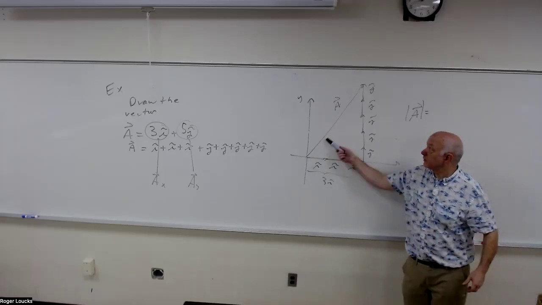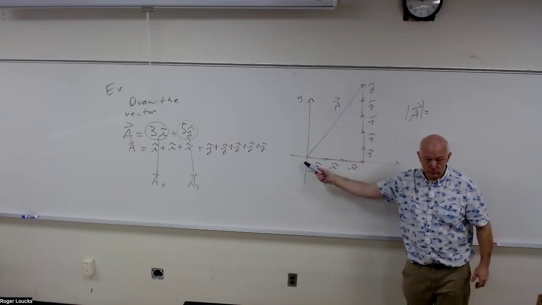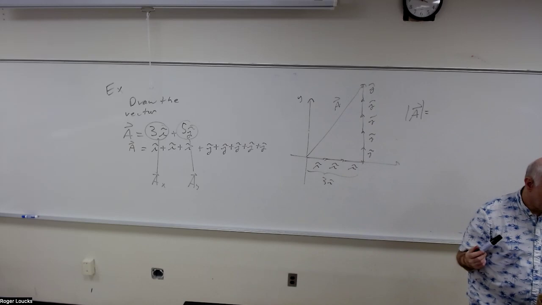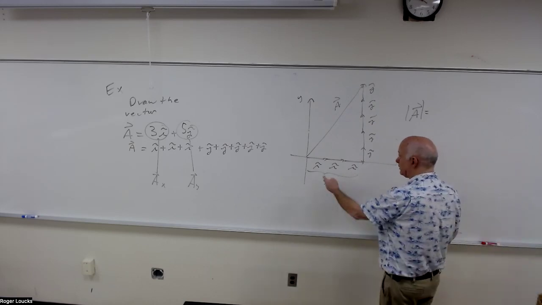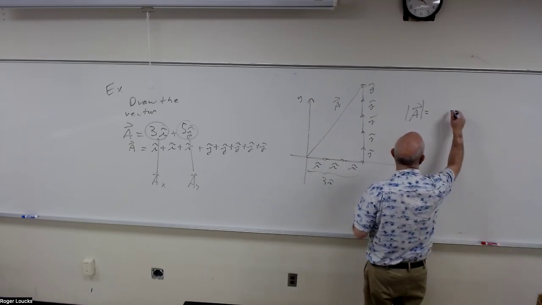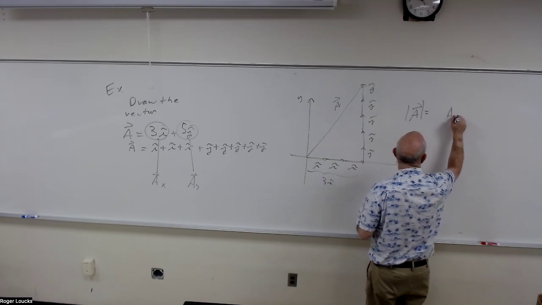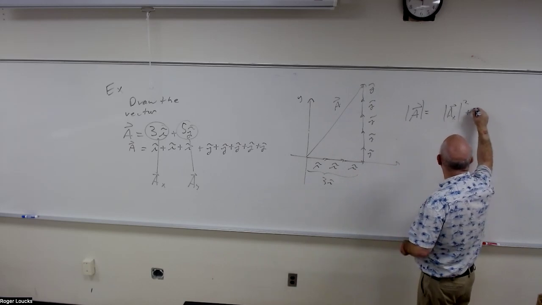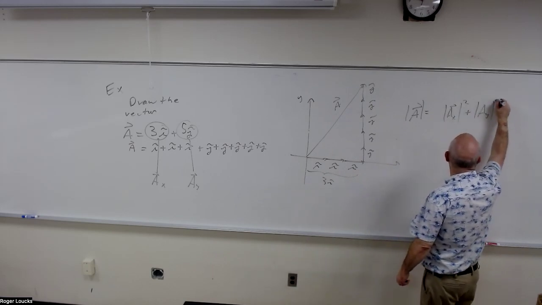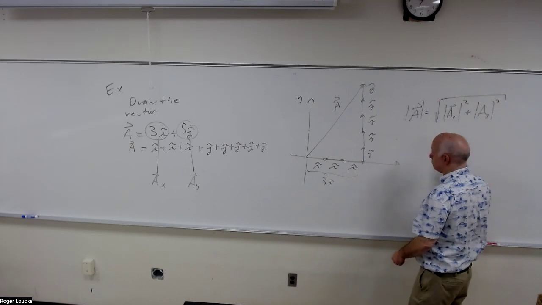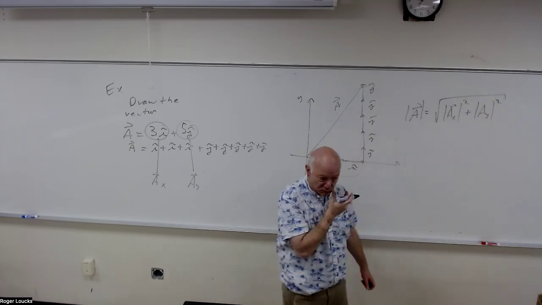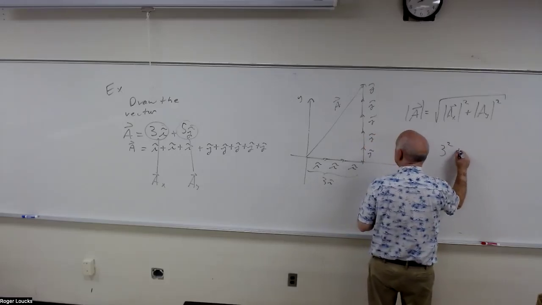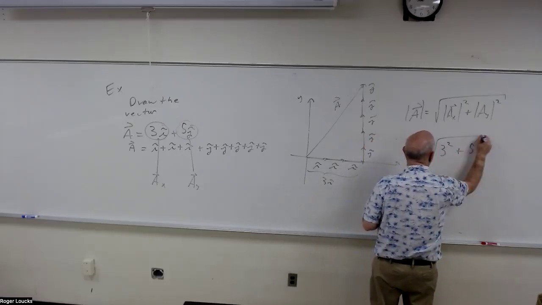In other words, I want the length of this guy here. You do the Pythagorean theorem. Okay. So what do you do here? You take this length here, 3. So I would take the magnitude of x-hat, square it, plus the magnitude of y-hat, square that, and take the square root. Okay. So this is 3 squared plus 5 squared here, square root of that.